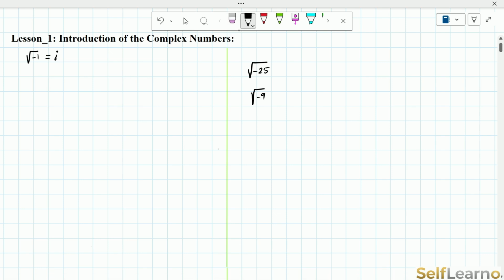Let me introduce some imaginary numbers. All the multiples of i are imaginary numbers, just like 2i, 3i, 7i. These are imaginary numbers. Even negative multiples of i are also imaginary numbers, like negative 3i, negative 5i, negative 4.2i. These all are imaginary numbers. Even fractions are fine. 2/3 i is also an imaginary number. So this is a bunch of imaginary numbers.